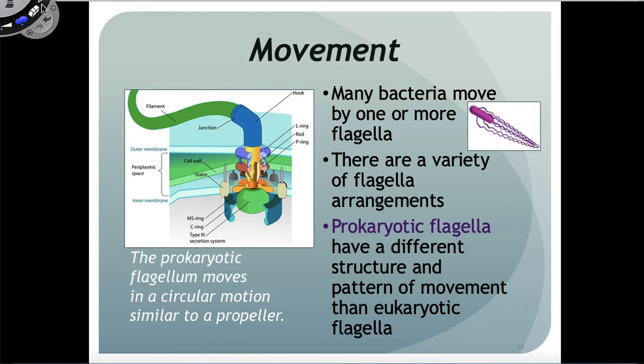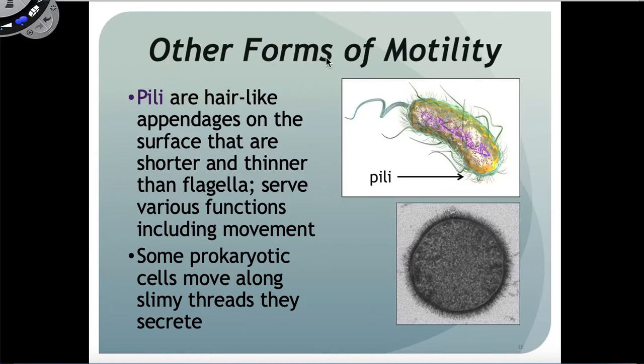The bacteria can sometimes move depending on the type of bacteria, and they can move by one or more flagella. And remember that flagella is the tail. There are different types of flagella arrangements. They have different structures and patterns. So just understand that the flagella can be one or multiple tails on a bacteria. There are other forms of motility. We have these small little hair-like appendages called pili that can vary in size, and even the bacteria can use it for motility, but most of the time the pili is used so that one bacteria can communicate with another bacteria.